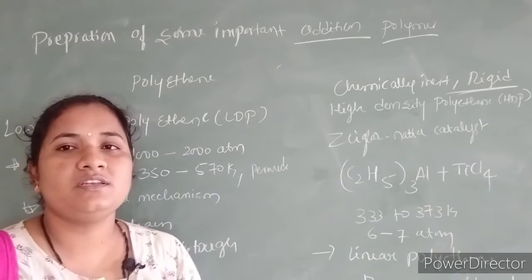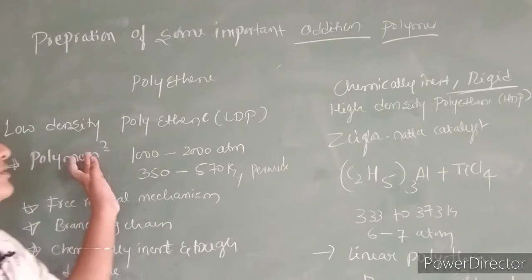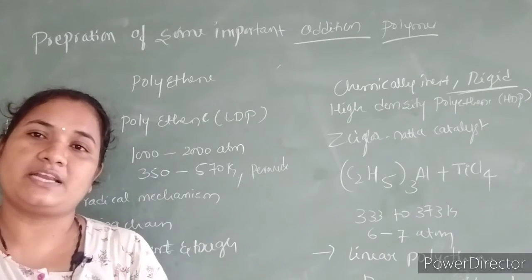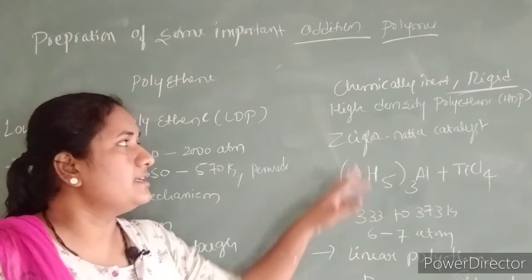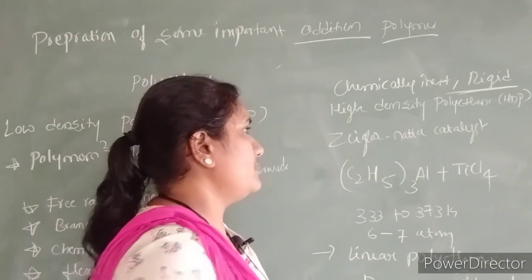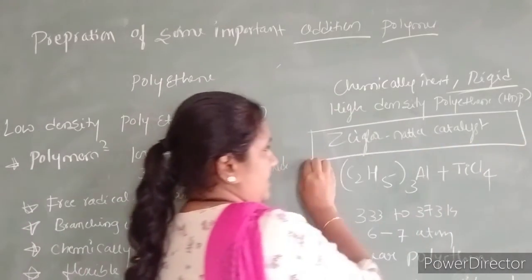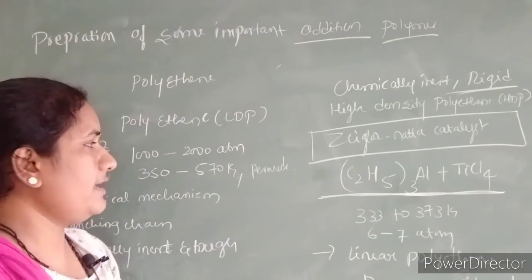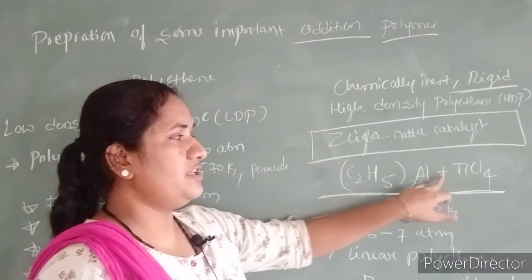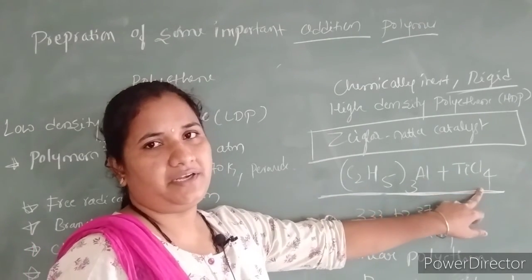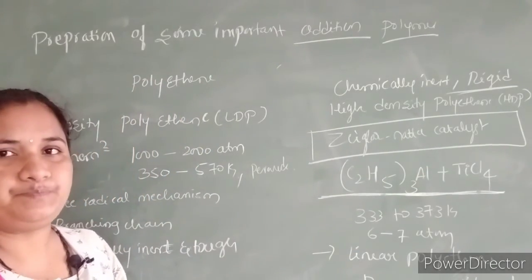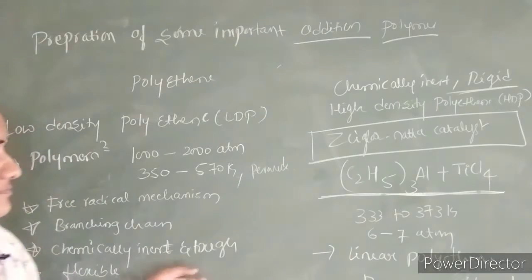In the case of polyethylene, we have two types, one is low density and the other is high density. Low density requires high temperature and high pressure, and high density polyethylene requires the Ziegler-Natta catalyst. You have to remember the composition of this catalyst. Triethyl aluminum plus titanium tetrachloride together is called the Ziegler-Natta catalyst, and it is soluble in organic solvents. Okay, this is about polyethylene.